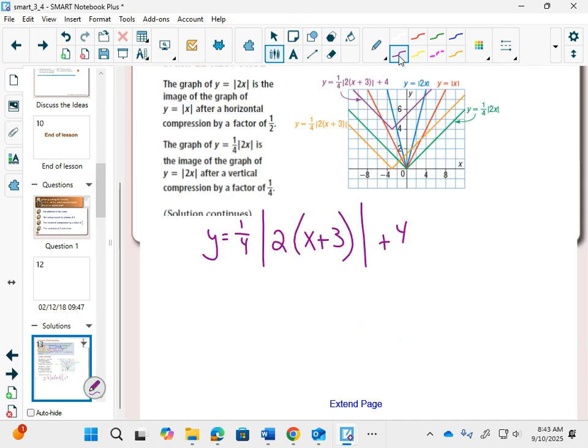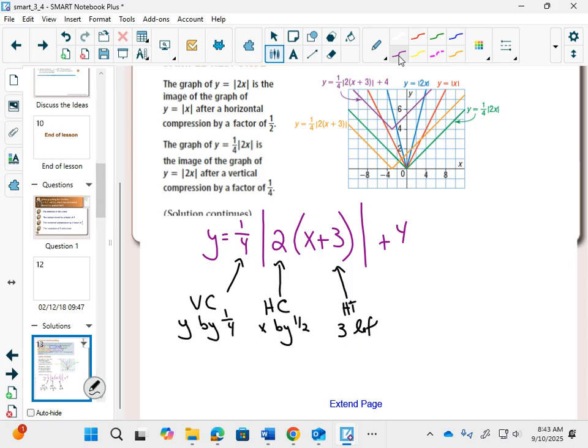And we have a lot of things going on here, so I'm going to label them. This one, vertical compression. Vertical compression says you should multiply your y values by 1/4. This 2, horizontal compression. You multiply your x values by 1/2. The 3, horizontal translation. We're going to go 3 opposite, 3 to the left. And the 4 is a vertical translation, 4 up. So that's very shorthand right there.